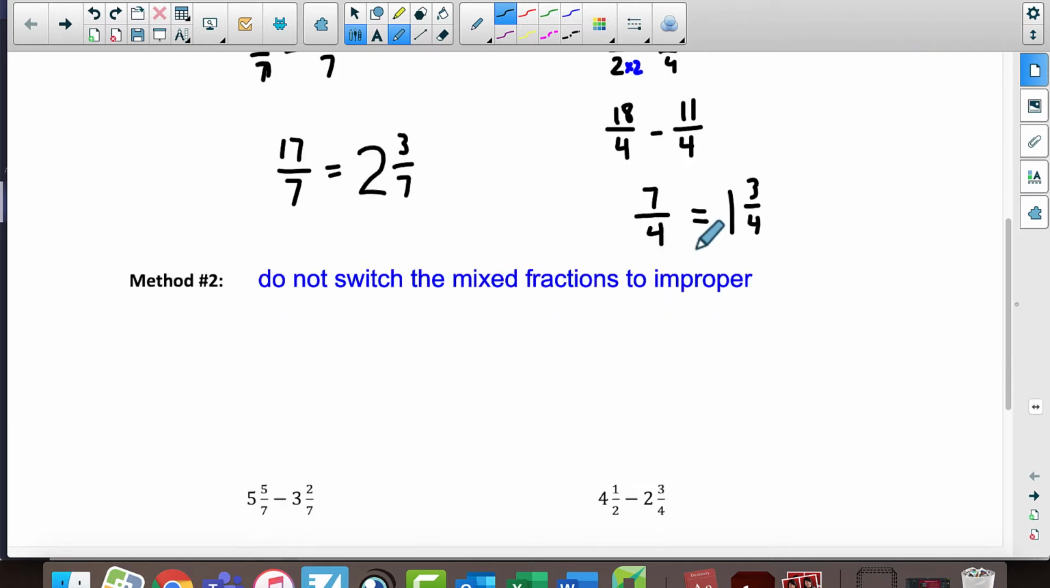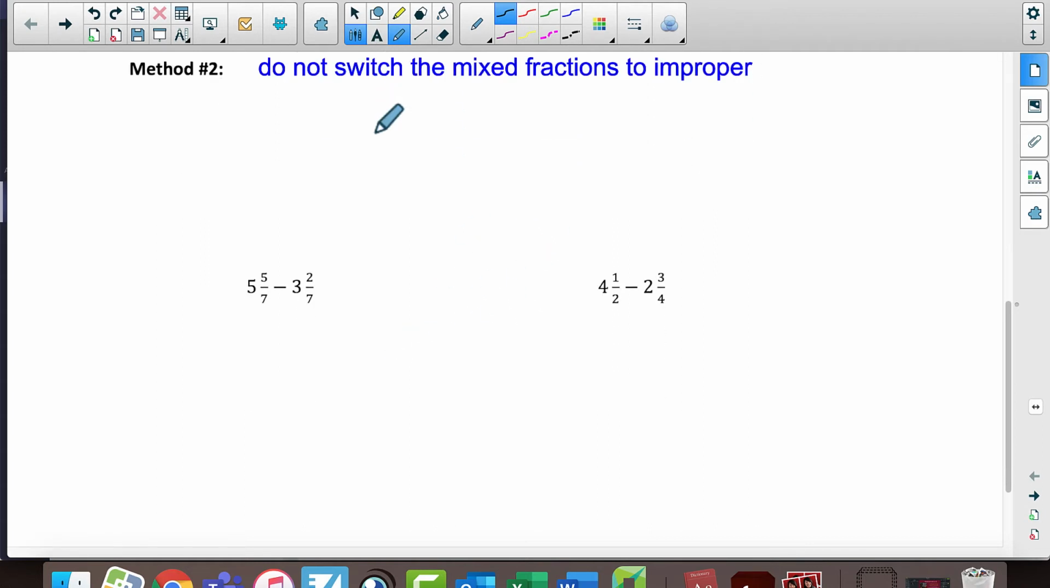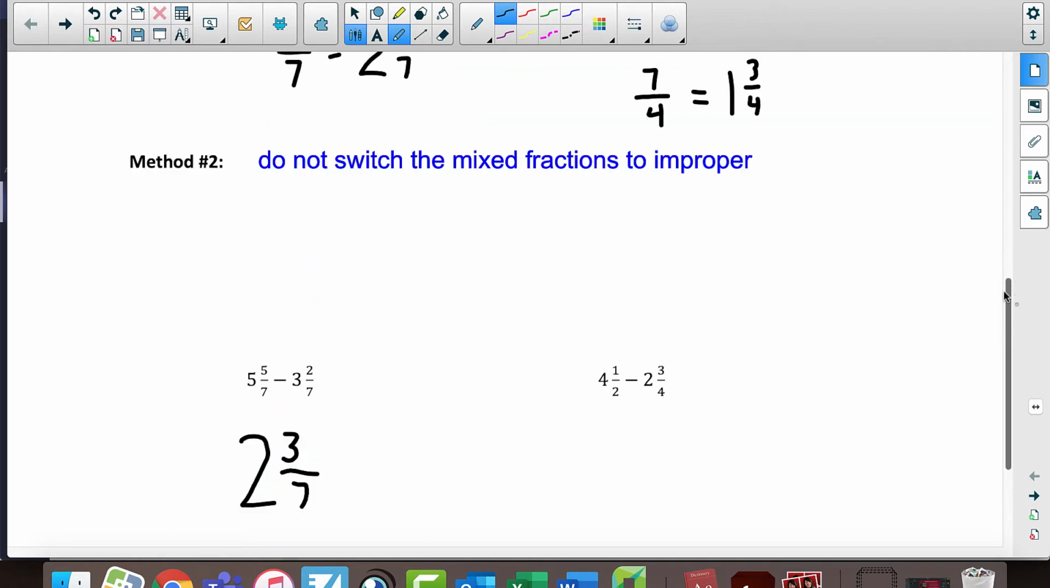Alright, we're going to do the same questions, but I'm going to do it without switching into improper. Now, the reason, when I show you this first one, I'll just show you right now. You're going to love this. You're going to be like, yay, I'm going to do this, because look how easy this is. I subtract the fractions. 5 over 7, take away 2 over 7. Well, keep the denominator the same, and subtract the numerators. 5 take away 2 is 3. Now subtract the whole numbers, the big numbers. 5 minus 3 is 2. I'm done. Is that the number we got up here?